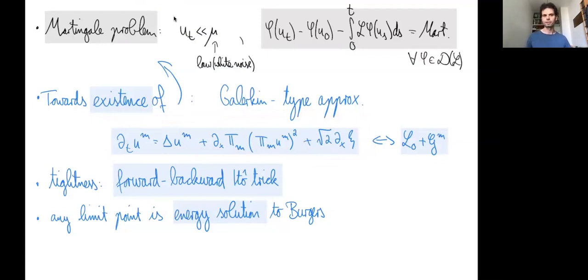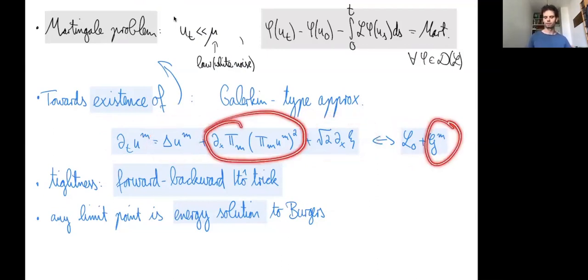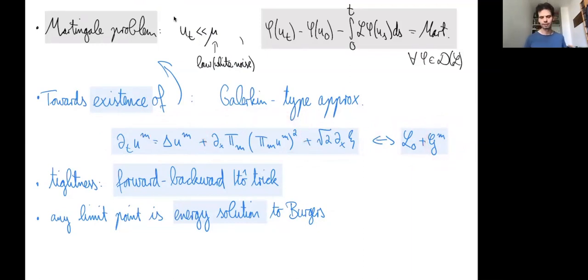This has the advantage that the generator of this is L0, the full linear operator, the same L0 that we see in the limit, because the linear part of the dynamics is unchanged. And then plus GM, and this GM is a regularized version of our Burgers nonlinearity. And we saw that you can prove tightness by this forward-backward Ito trick. And we saw that any limit point is an energy solution to Burgers equation.